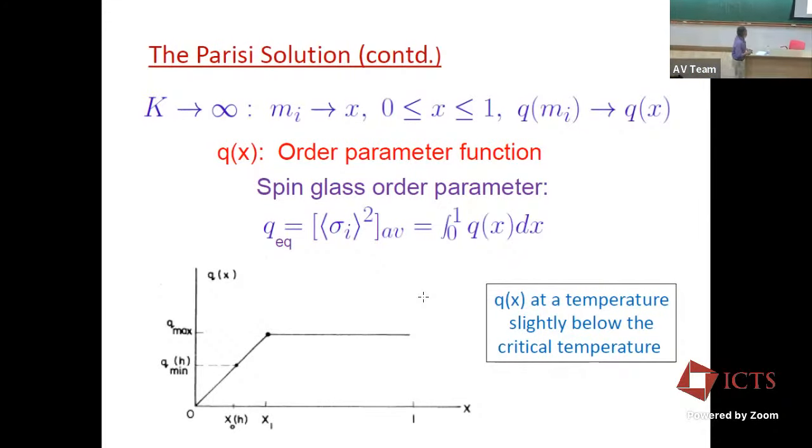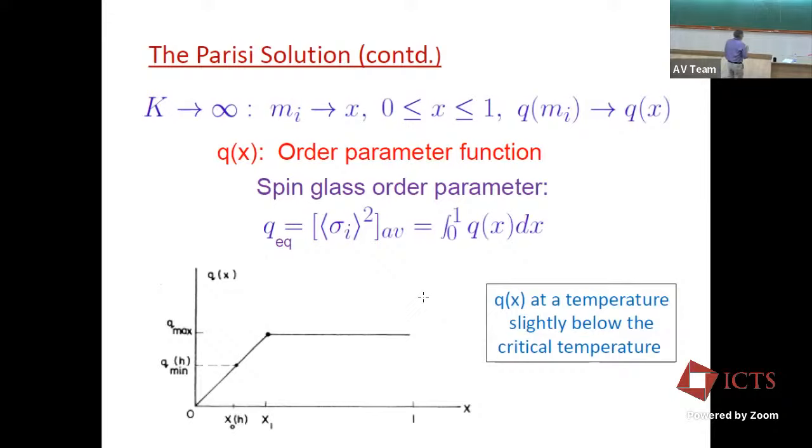So one can do the standard sort of Landau expansion kind of thing, where you expand in terms of these order parameters, which will be small, just below the critical temperature, and various characteristics of how this Q equilibrium depends on temperature, etc. All these things can be calculated.